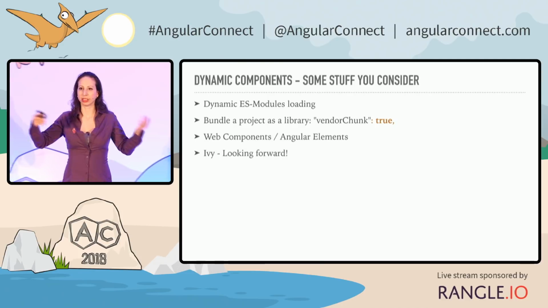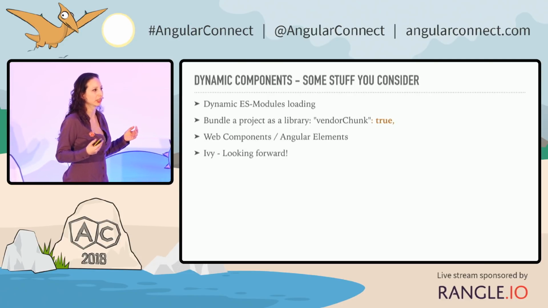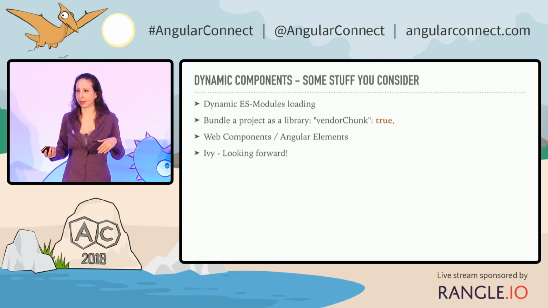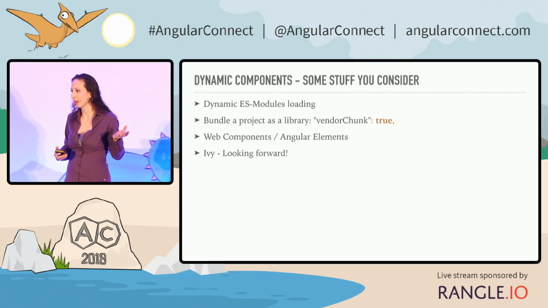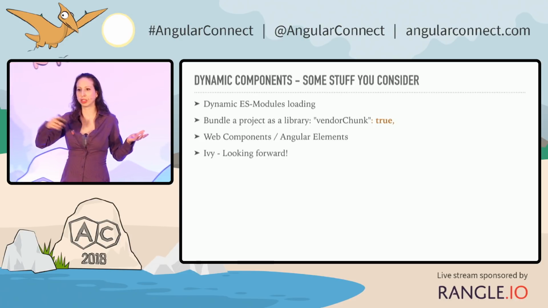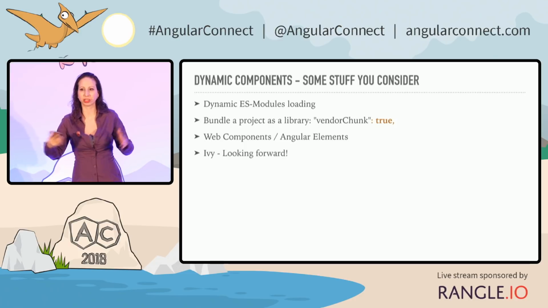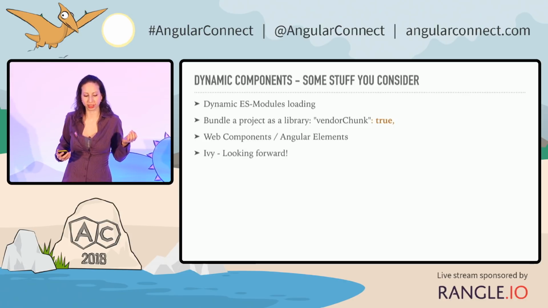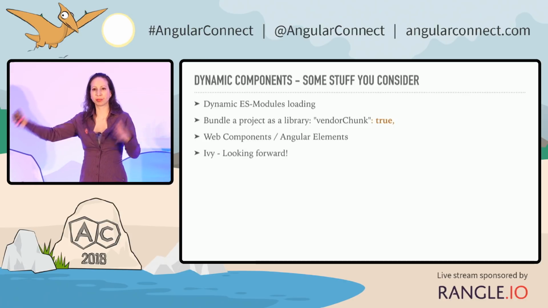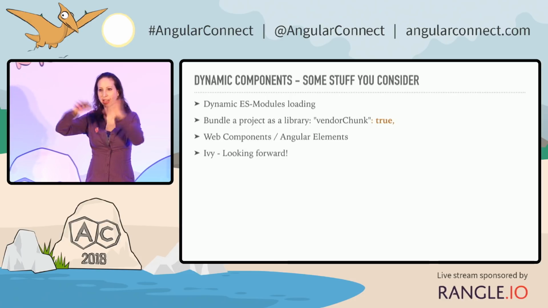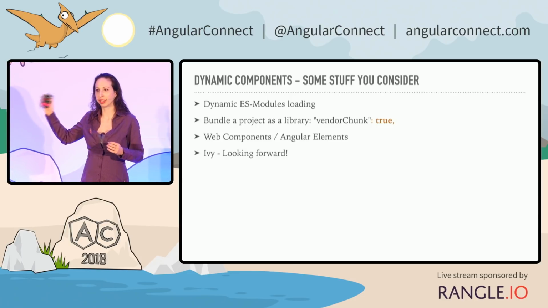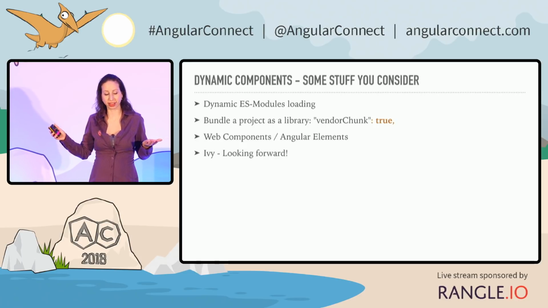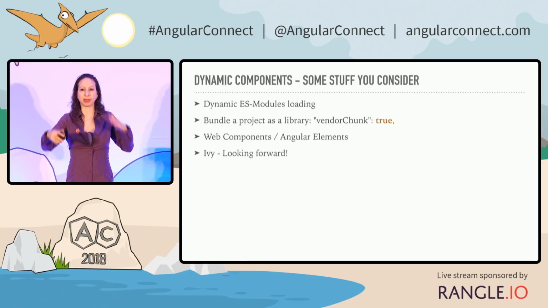You can load modules in several different ways, and one way that you can do this today is also with ES modules, dynamically loading them. But you should check whether you're using Webpack, which will do something else with that. So maybe you should choose a different build system to do this, maybe System.js. You can bundle a different project as a library without having the whole application that it needs. Just put in the Angular JSON of it, vendor chunk true instead of false. You'll find it there. And then it will not bootstrap the application and everything.